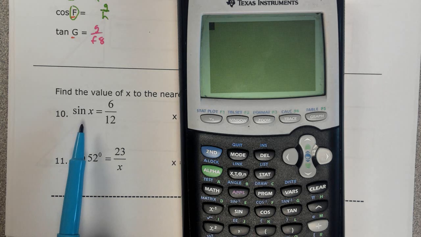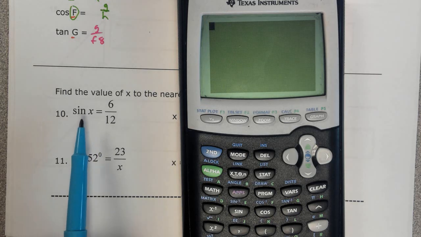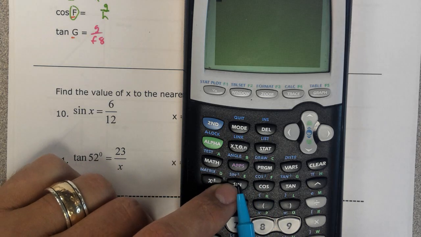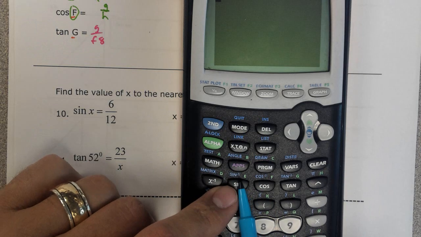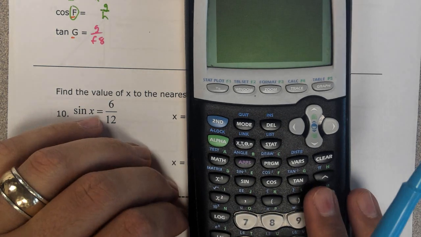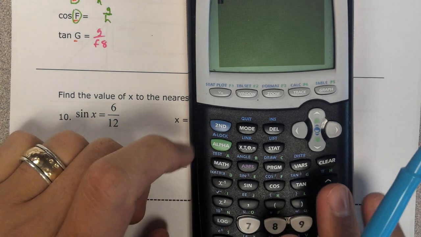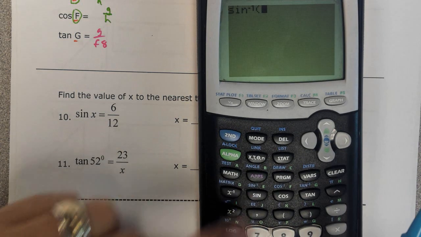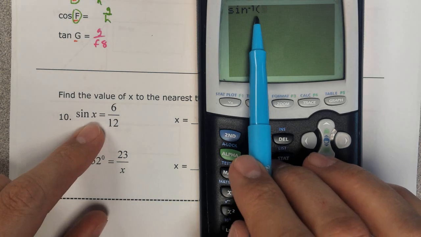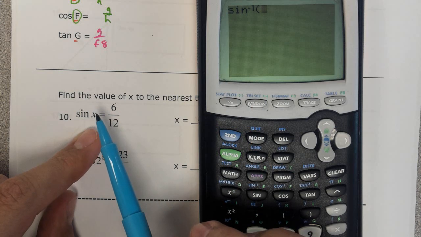So to find sine of x is equal to 6/12. To find my answer in degrees, we're going to use sine, but we're actually going to use inverse sine. If you look above sine, there's this little sign with a -1 up there. So we're going to use the inverse sine. Right here above sine, it's in blue. So we're going to press the blue button and then the sine key. And then it gives us that little -1. That's the inverse sine. We'll use this inverse sine to find the degrees.